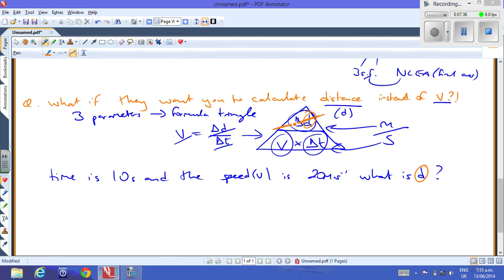So once you cover d right there, that tells you that if you want to work out change in distance, you take the velocity and you multiply it by the change in time, which is right there. And then that would simply be 20 meters per second, writing the units, by the change in time, which is 10 seconds, which then, of course, is 200 meters, because the seconds cancel out there with the reciprocal seconds, or seconds minus 1.